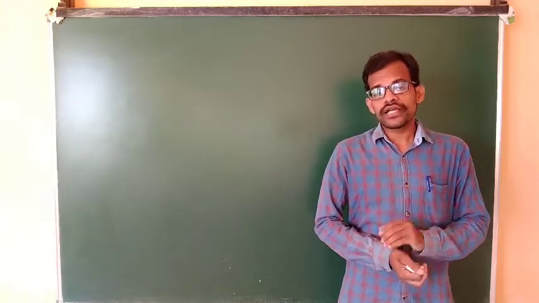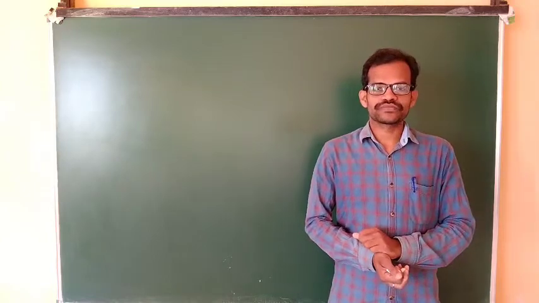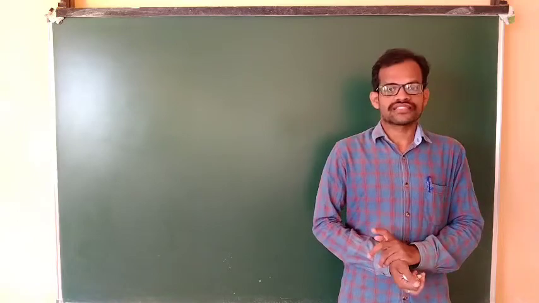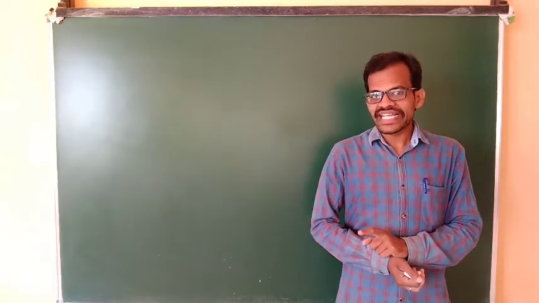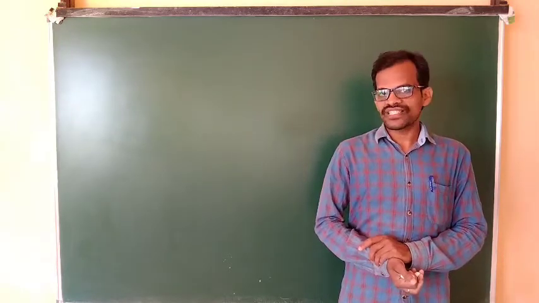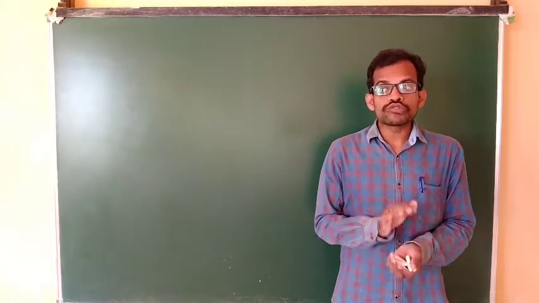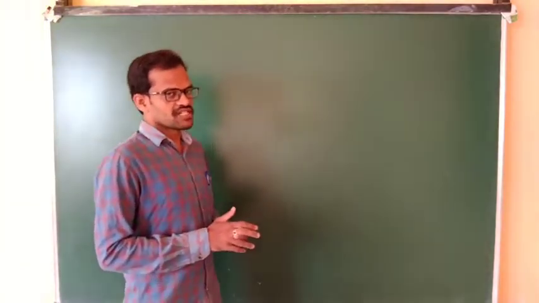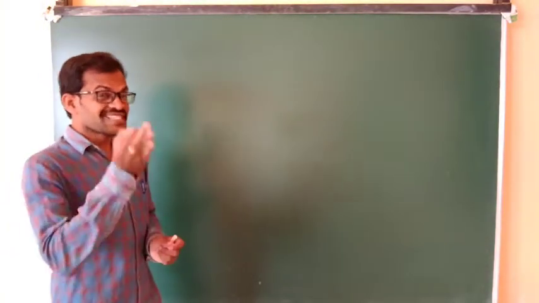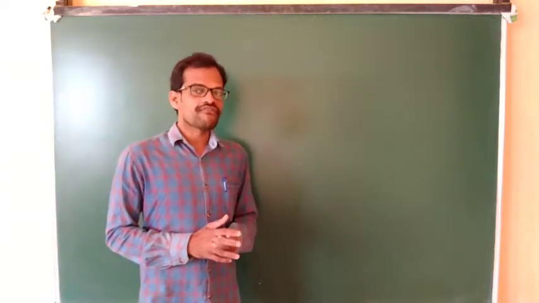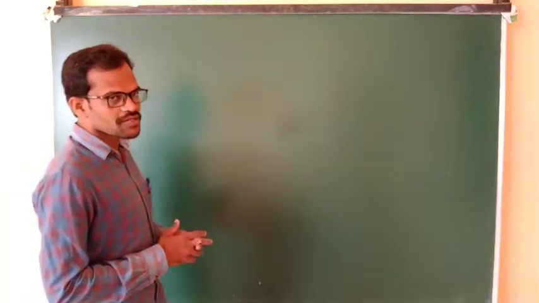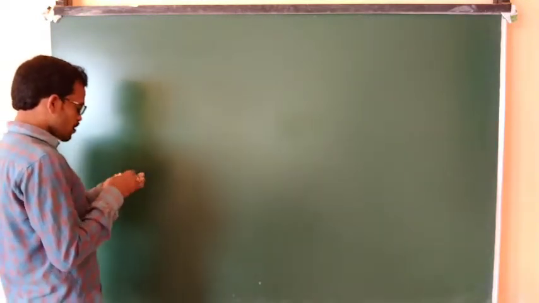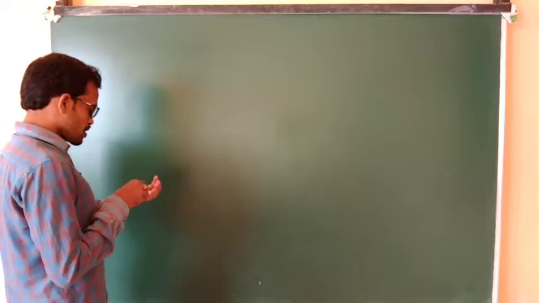The nervous tissue is a group of cells. The nervous tissue consists of millions of cells. What is the cell called? Nerve cell. It is known as a neuron. We are going to discuss the structure of the neuron, the structure of the nerve cell.